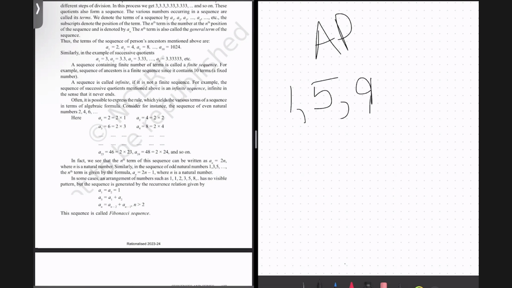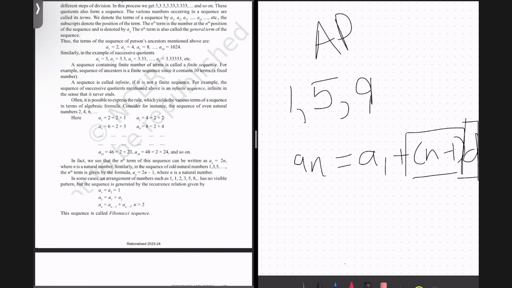Mind you, the nth term of any AP could be described using this relationship, right? And how did I arrive at this? I arrived at this by knowing that the difference between consecutive terms is going to be the same, which is denoted by d, the difference between two terms, and n minus 1 will denote the number of differences that I need to add up to reach the nth term, correct?